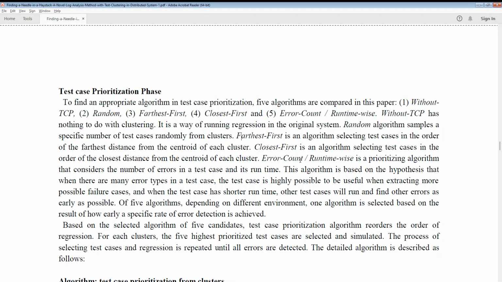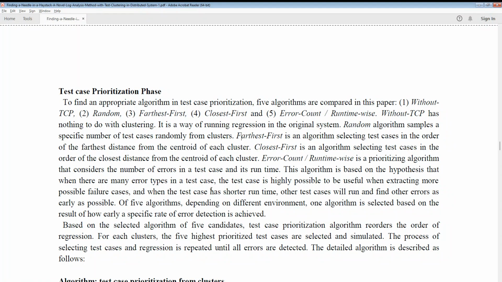Error count per runtime wise is a prioritization algorithm that considers the number of errors in a test case and each runtime. This algorithm is based on the hypothesis that when there are many error types in a test case, the test case is highly likely to be useful in extracting more failure cases, especially when the test case has a shorter runtime. Other test cases will then learn and find other errors as early as possible.